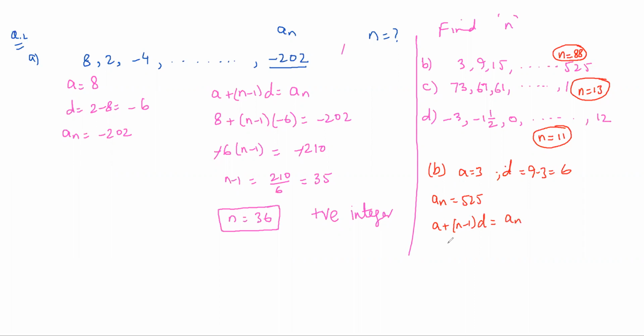Sir, I found my mistake. Okay, so let me complete this now. 3 plus n minus 1 into 6 is 525. So 6 into n minus 1 is 522. N minus 1 is 87. So your n is 88.